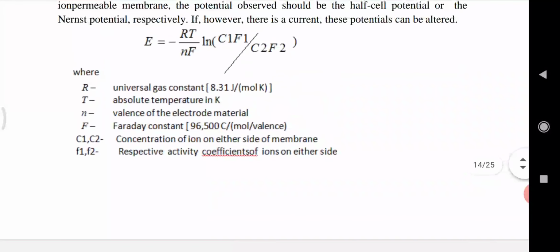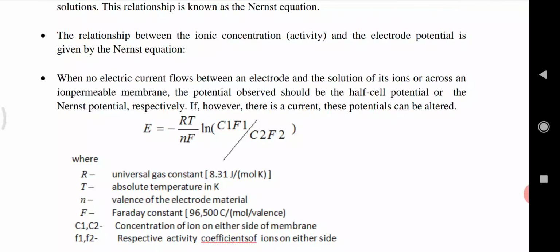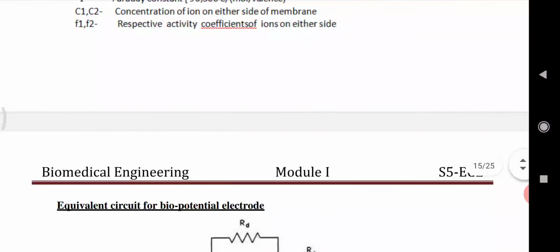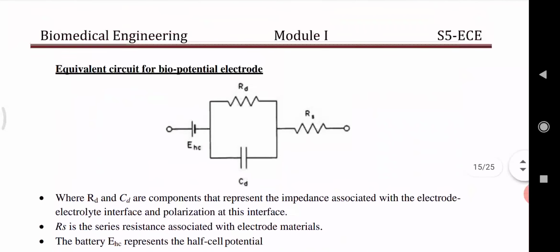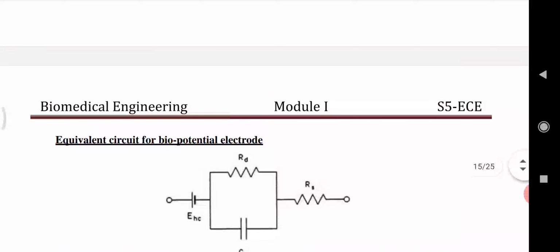The half cell potential you have to know is the potential when no current flows through the electrode or solution or across an impermeable membrane. That is the half cell potential. Here is all about the electrode potential and the Nernst equation.